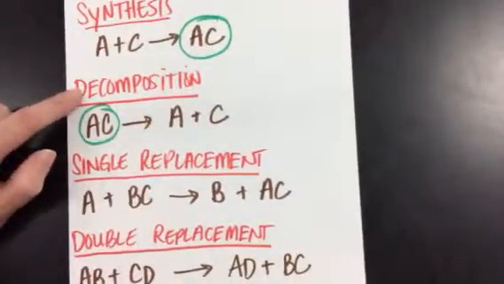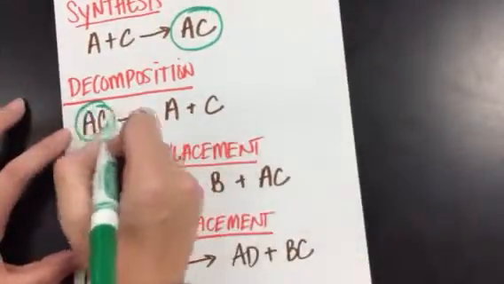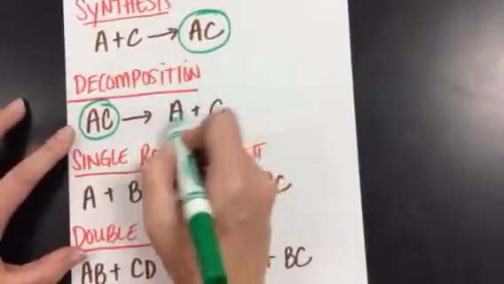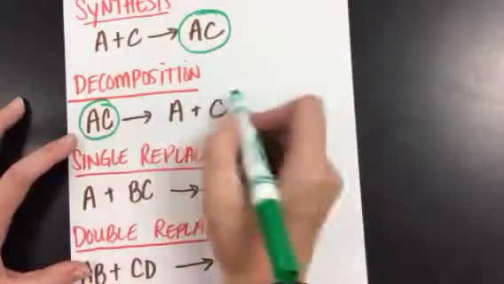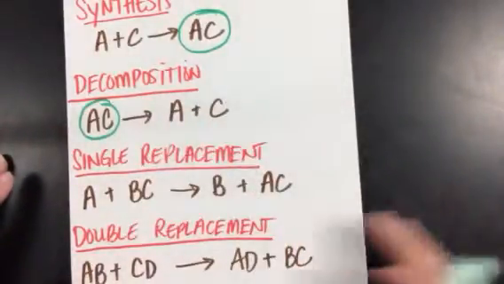Decomposition means that it's breaking apart. So we have our one compound here, and it's breaking apart into multiple components. It could be 2 things, it might be 3, but you're always going to break things down.